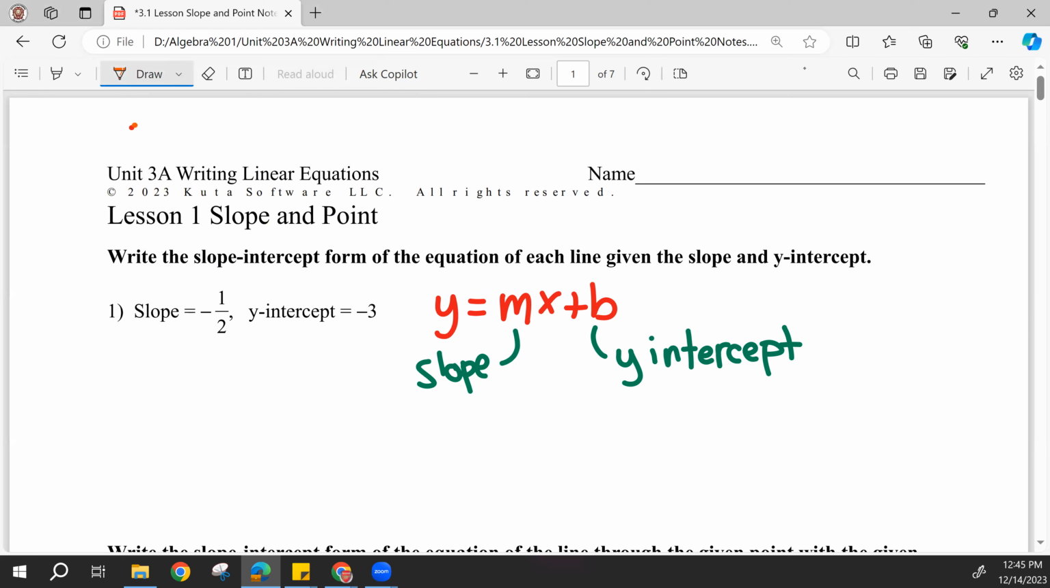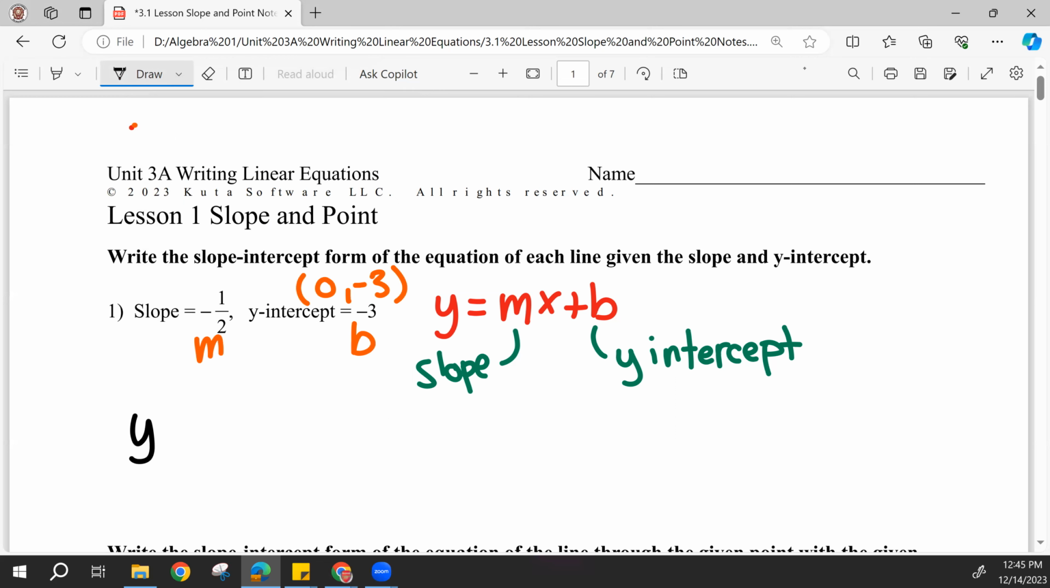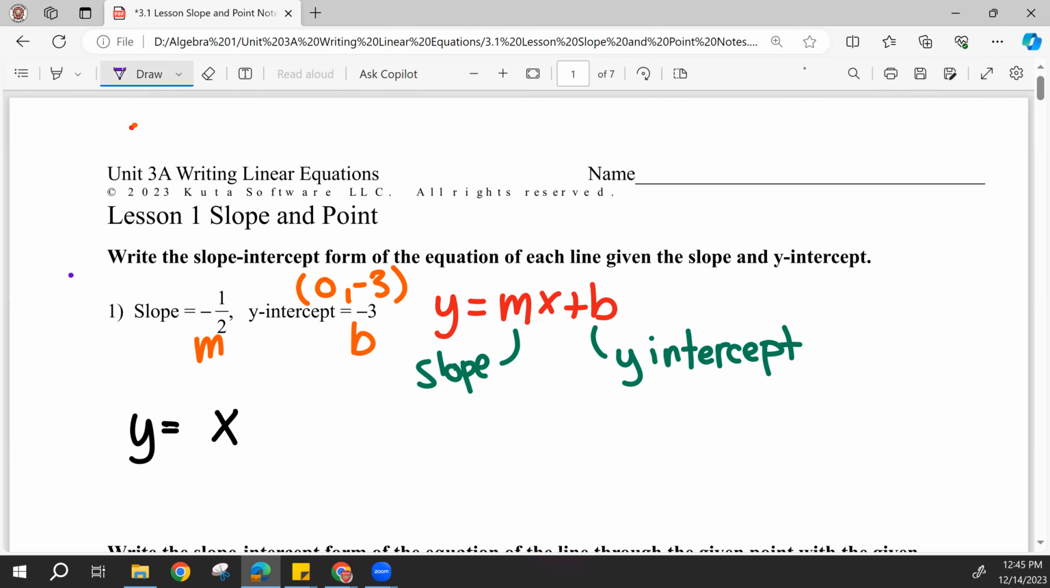So in my example here, I have the slope and I have the y-intercept, which in coordinate form would look like this. And so -1/2 is M, and -3 is my B. So I can build my equation of a line. I always like to write my equation with the y and the x, because I know that those have to exist in my equation. And then I can just plug in what I know.